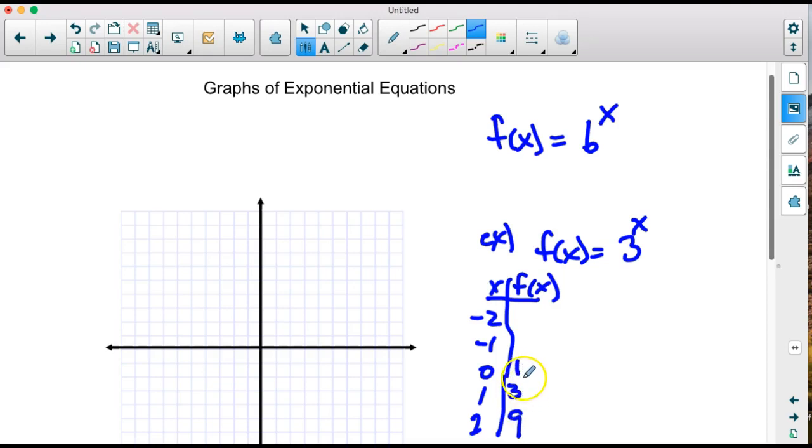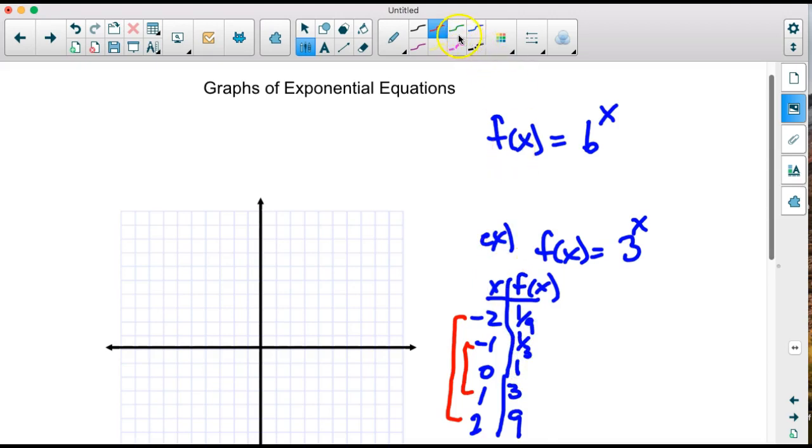If you look at this, we're dividing by 3 each time. So this is going to be 1/3, and this is going to be 1/9. You can see that they're the reciprocals of their positive exponents. So +2 and -2 are reciprocal numbers. +1 and -1 are also reciprocal numbers.